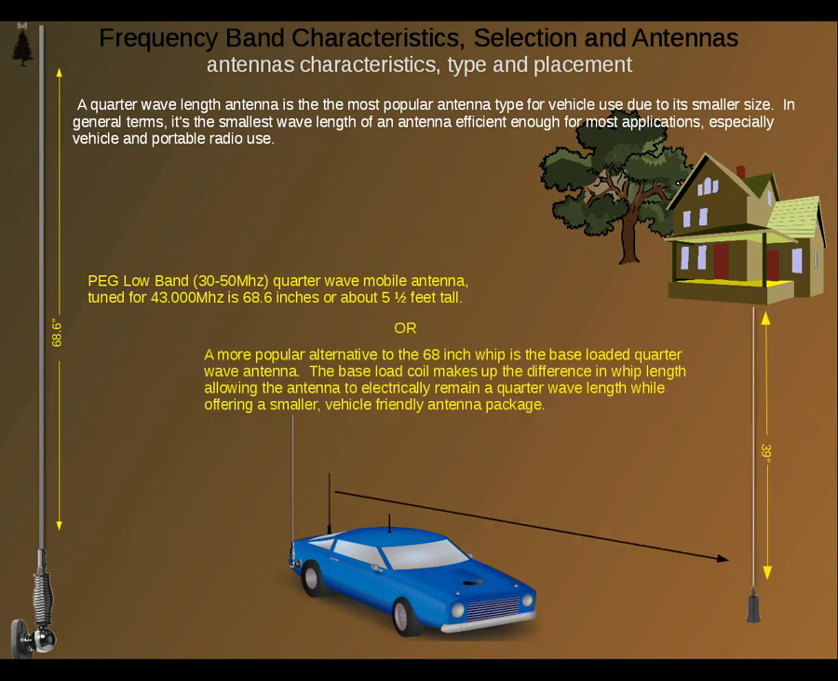A more popular alternative to the 68-inch whip is the base-loaded quarter-wave antenna. The base-load coil makes up the difference in whip length, allowing the antenna to electrically remain a quarter wavelength while offering a smaller, vehicle-friendly antenna package.